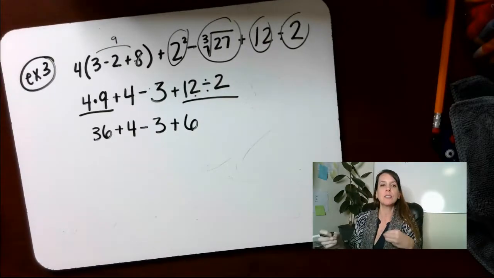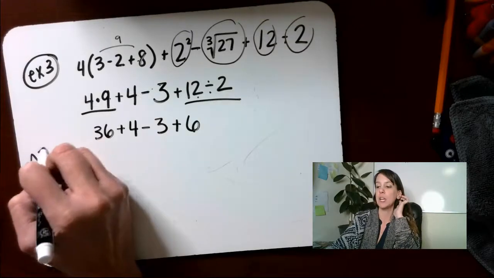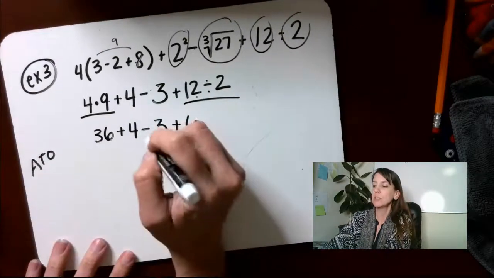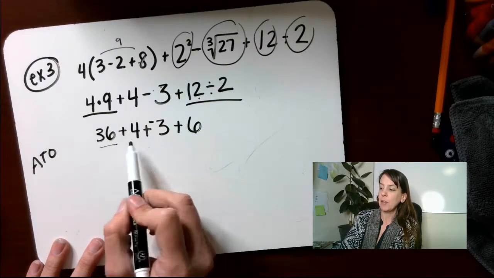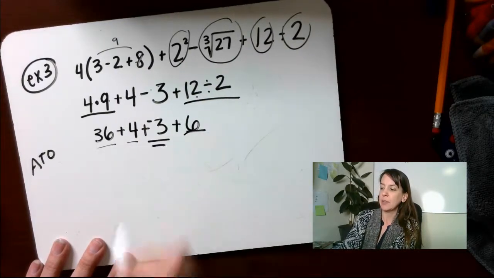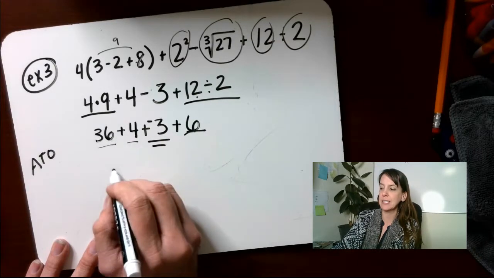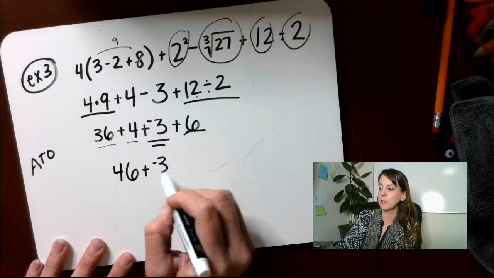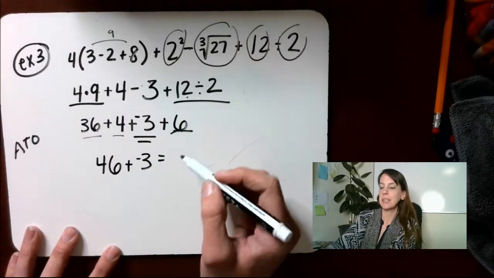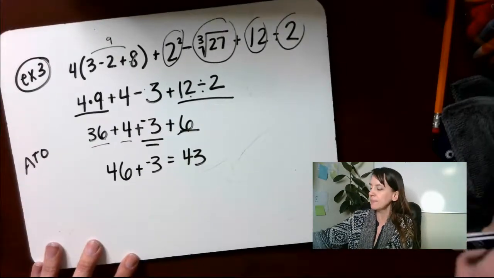So now we're down to just addition and subtraction. After you do your multiplication and division, don't forget to ATO, add the opposite. So right here, we're gonna add the opposite, okay? Now, that means we add up all our positives here, and then we add up all our negatives. So 6 and 4 is 10, plus 36 is 46, and then this guy is all by itself, plus negative 3. With those, we get the positive team is larger by 43 players, okay?